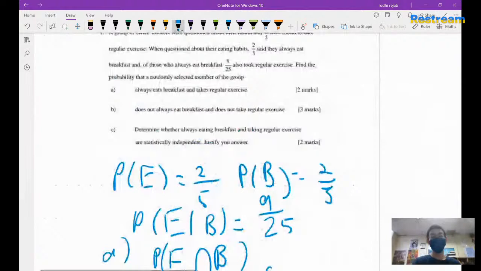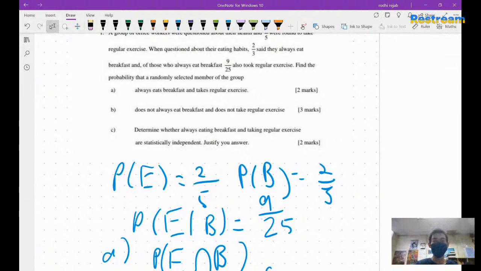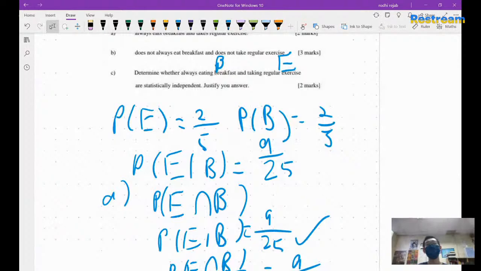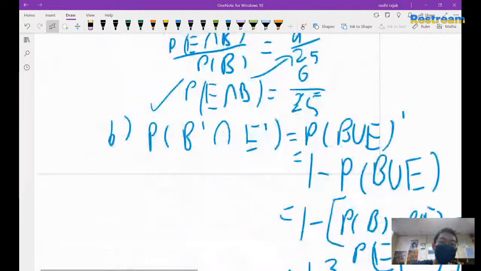For C, we need to determine whether always eating breakfast, which we denoted as B, and taking regular exercises, which is E, which we also denoted earlier, are statistically independent. For this, you need to do a little bit of studying. For probability, we need to study mutually exclusive and independent. For independent, this is the general one.